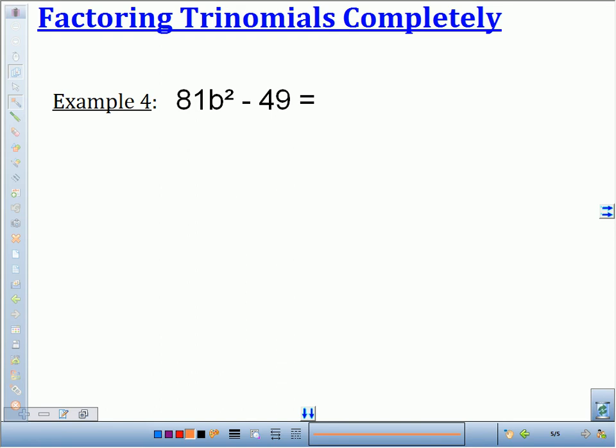First step, we want to see if there are any greatest common factors. So I have 81 and 49. Well, the factors of 81 would be 1 and 81, 3 and 27, 9 and 9. 49, I have 1 and 49, and I have 7 and 7, but that's it. These two numbers don't share a greatest common factor. So I'm not going to be able to factor anything out. I just have to jump straight to the box.